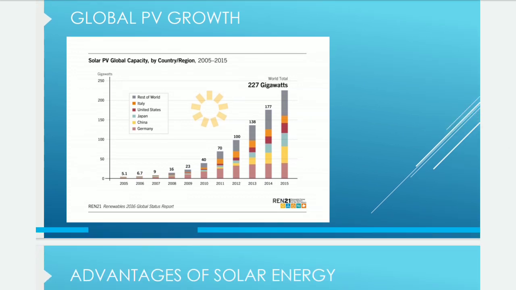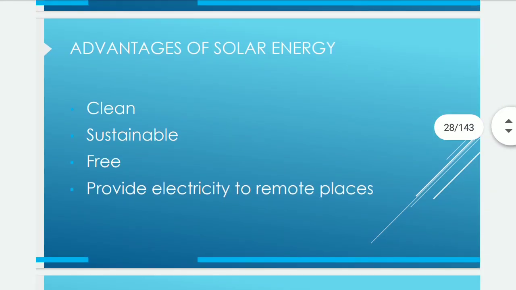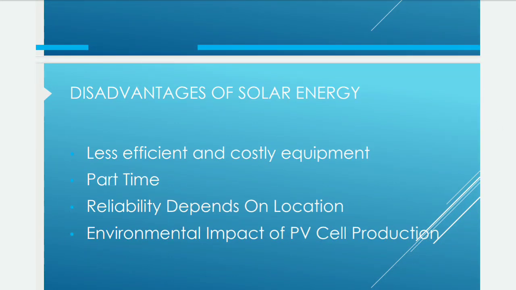Rest of the world: Italy, United States, Japan, China. Advantage of solar energy: clean and sustainable, free, provides electricity to remote places. Disadvantage of solar energy: less efficient, costly equipment, part-time, reliability depends on location, environmental impact of PV cell production.